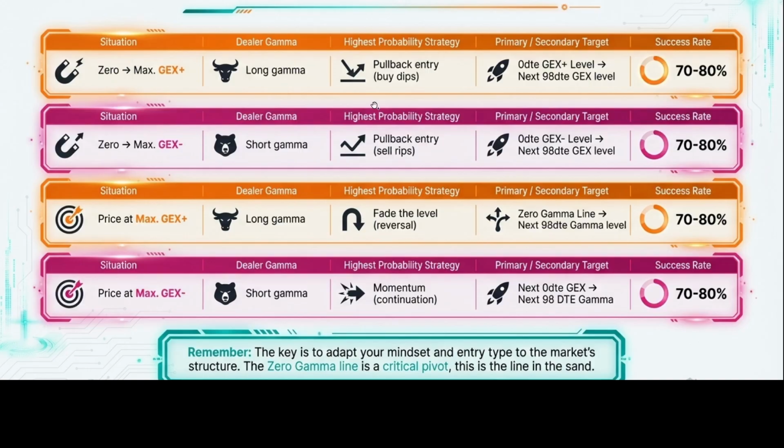Okay, this is only a cheat sheet. You have all this information in the channel. You can download it from there and try this infographic, which can give you a lot of knowledge about how to use this for your day trading. But remember that the key is to adapt your mindset and entry type to the market structure. The zero gamma line is a critical pivot. This is the line in the sand. Remember this.